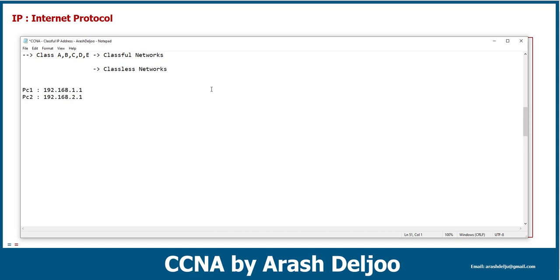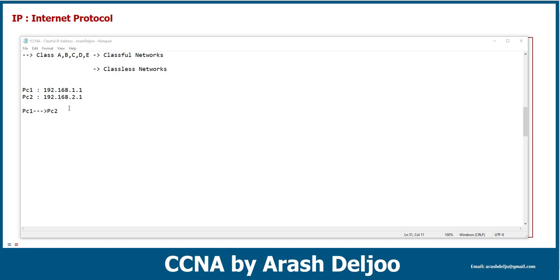The question is: when PC1 needs to send traffic to PC2, should it send traffic directly, or should it send traffic with the help of the router? You know that when PC1 and PC2 are residing in one network, they can communicate directly. But when PC1 and PC2 are residing in different networks, they need their router to forward traffic between them. You know it, okay?